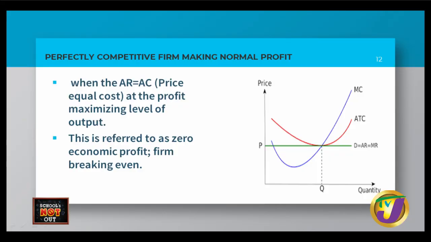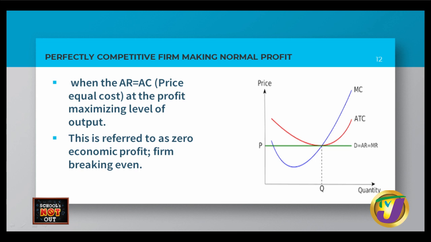Now, normal profit, this is where your price is equal to the cost at producing that profit maximizing level of output. It's also referred to as zero economic profit, or as we say, you are breaking even. So you are not making excess profit.